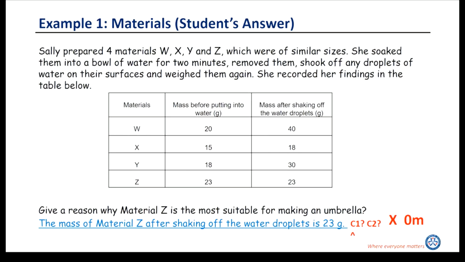The answer given by the student is not correct, as the answer is missing both C1 and C2. The student is merely extracting the data from the table. There is no reason given why material Z is the most suitable for making an umbrella. In this question, the student has to interpret the data and apply his or her knowledge of the concept of waterproof as one of the properties needed to make an umbrella.